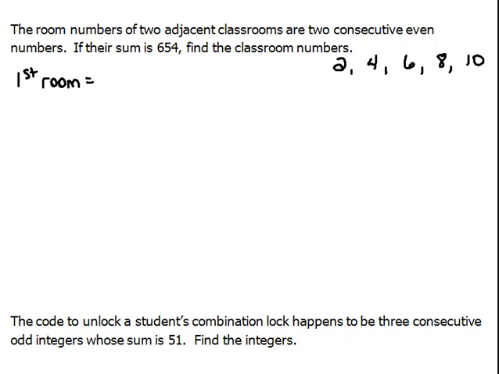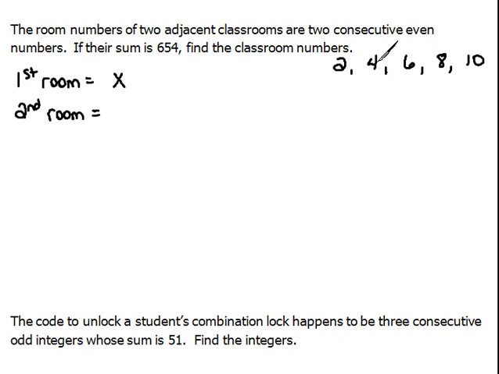So we're going to have our first room and our second room, whatever those are. If we could figure out what the first room is, we could figure out what the second one is. So let's let our first room be x, whatever our unknown is. Now think about how you get from one consecutive even to the next one. Think about what we do to get from 2 to 4.